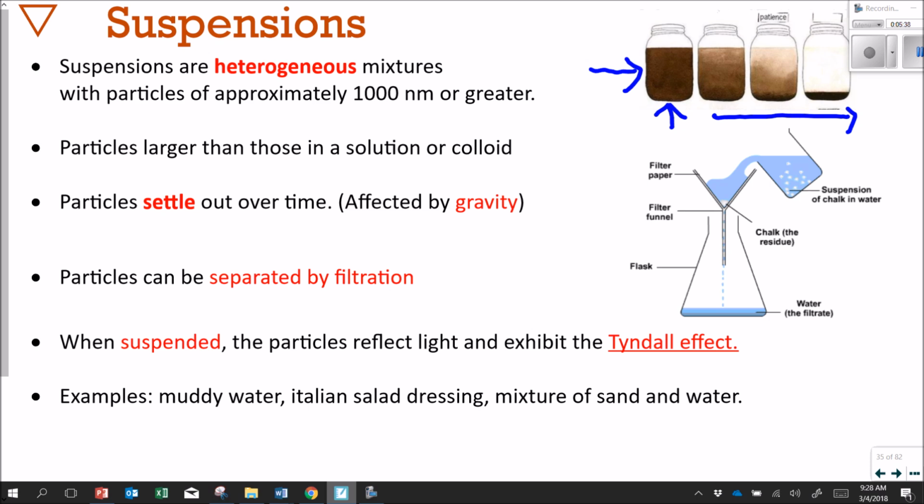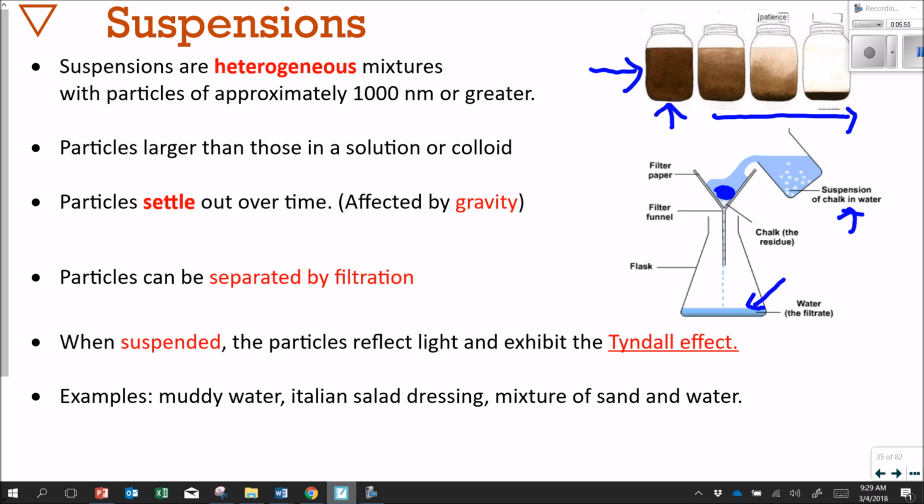Here we can see a suspension of chalk in water being filtered out. The chalk will stay on top of the filter paper here, and the water, which is called the filtrate, will go through, so you can separate it out. When suspended, the particles do reflect light and exhibit the Tyndall effect.